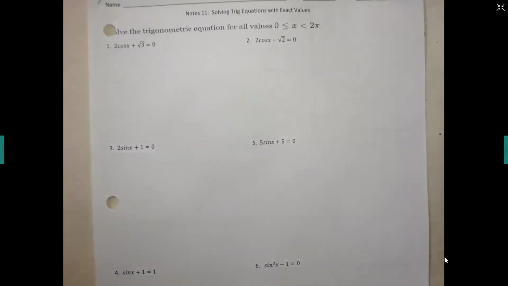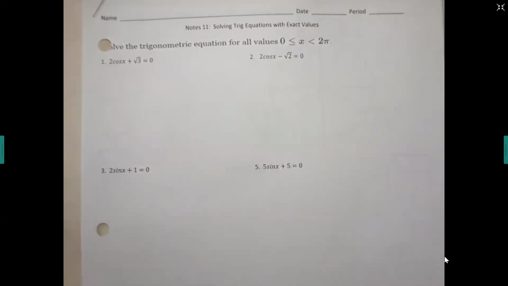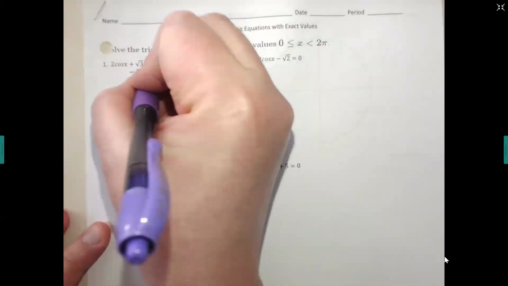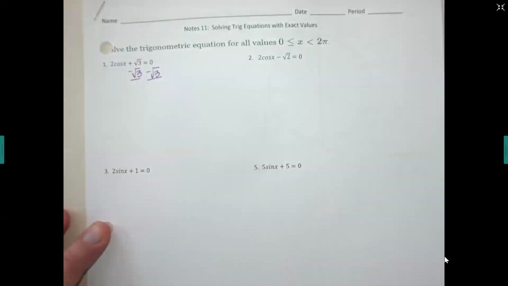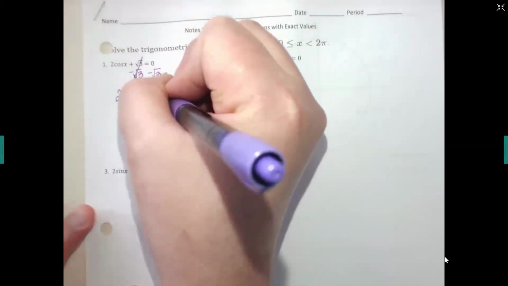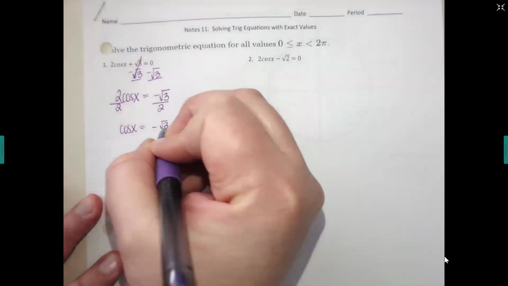Look at the equation. What do you think you should do first to solve for x? If there's a plus root 3, you should minus the root 3. Very good. Now minus root 3 from 0 is going to be a negative root 3. Next step, I got a 2 in the front, I have to get rid of it. Divide by 2, which means I want cosine x equal to negative root 3 over 2.